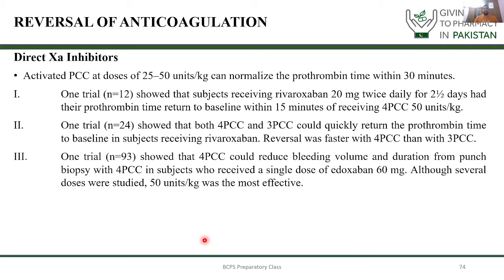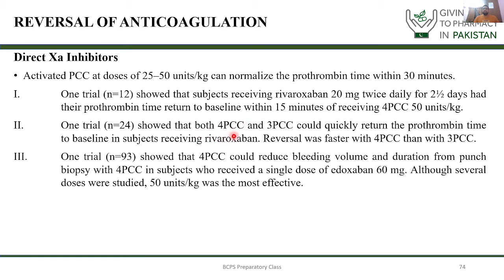Next are the factor Xa inhibitors. For factor Xa inhibitors, they also use activated PCC at a dose of 25 to 50 units. It reverses the anticoagulation within 30 minutes. There are three different trials. In one trial, the patients received rivaroxaban 20 milligrams twice daily for 2.5 days, and they administered 4 PCC 50 units per kg, and within 15 minutes the prothrombin time returned to normal.